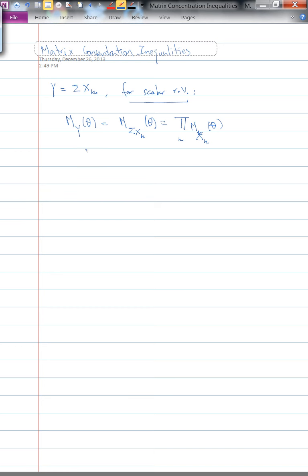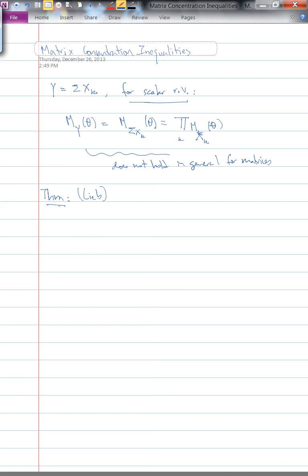Quantities involving only xk are easier. So this does not hold in general for matrices, unless we're in the extremely special setting where all the xk's commute, and that's typically unlikely. So the way around this, as we discussed last time, was to use the only piece of heavy machinery in all of our discussions here, which is a theorem by Lieb.